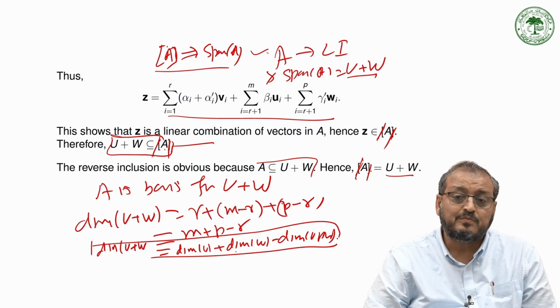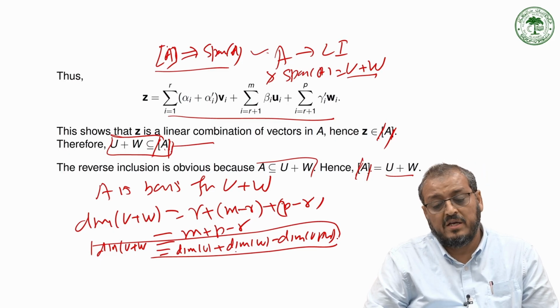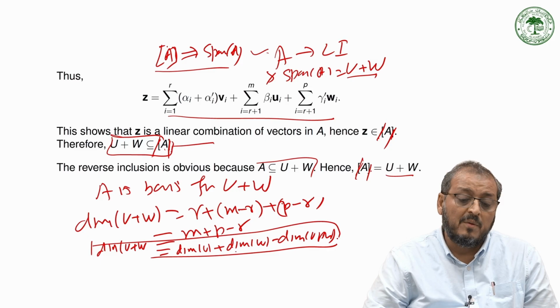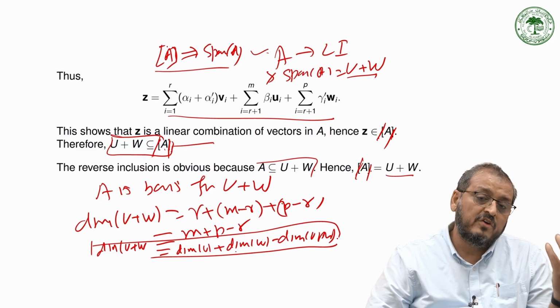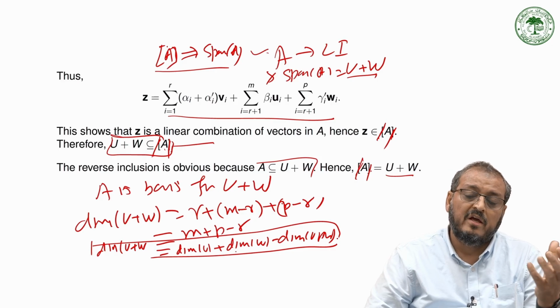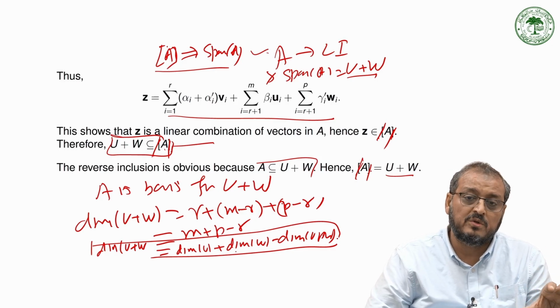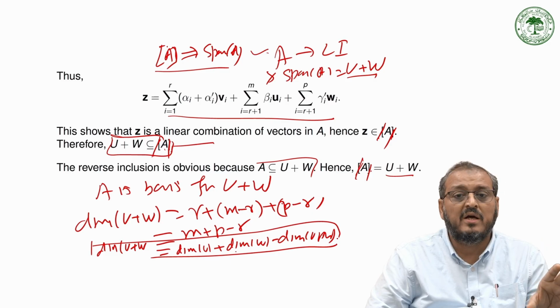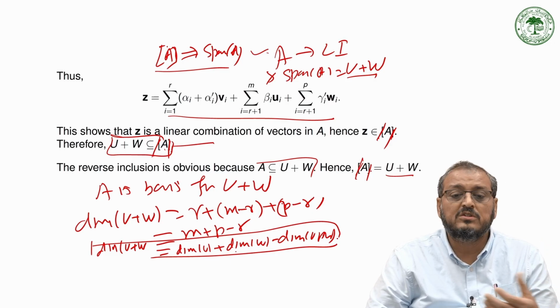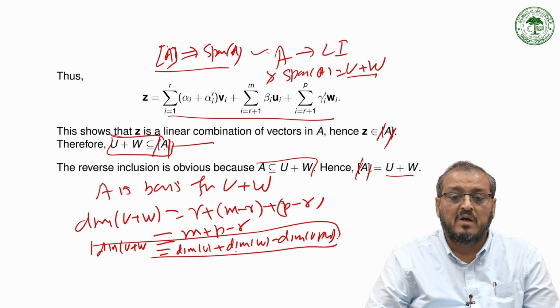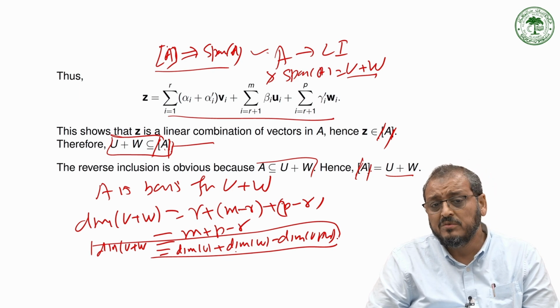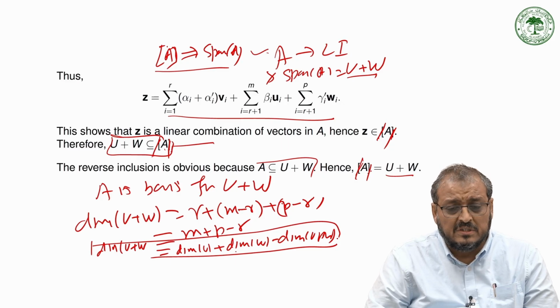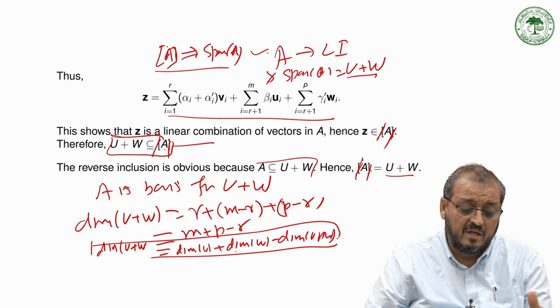I will stop this lecture here. In the next class, I will discuss some problems related to this dimension theorem. Also, if the intersection of two subspaces is equal to 0, then the dimension of U plus W is simply equal to the dimension of U plus the dimension of W. We will also discuss some problems.